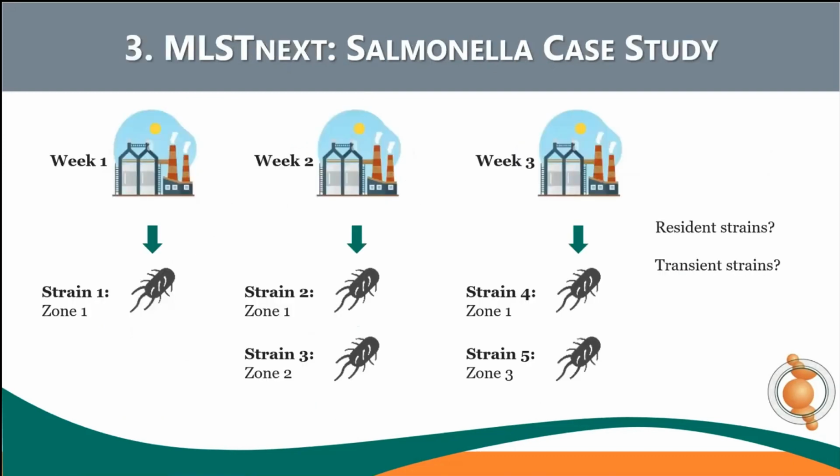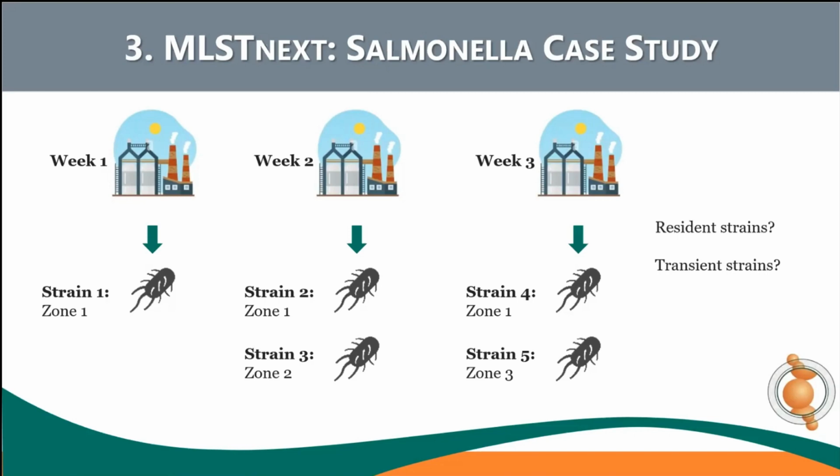And here, let me share a case study to show you how the MLSTNEXT can be used in a real-world scenario. Okay, so let's say in week 1, we find a Salmonella strain from an environmental sample in zone 1, and we do a sanitation to eliminate the pathogen. And everything seems to be okay for the rest of week 1.